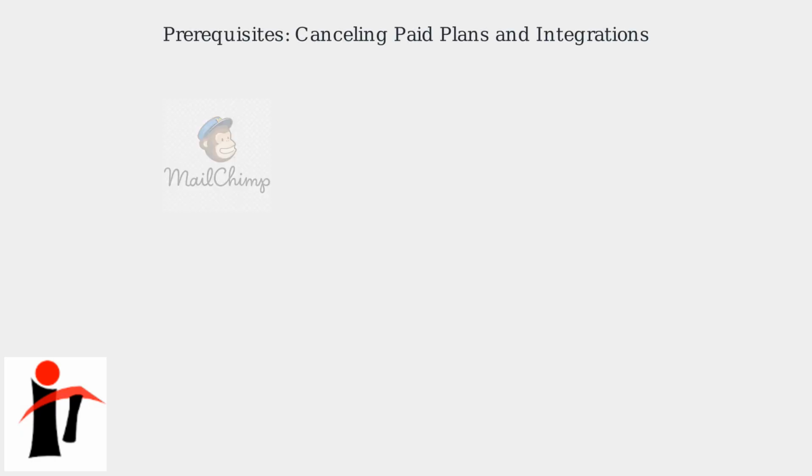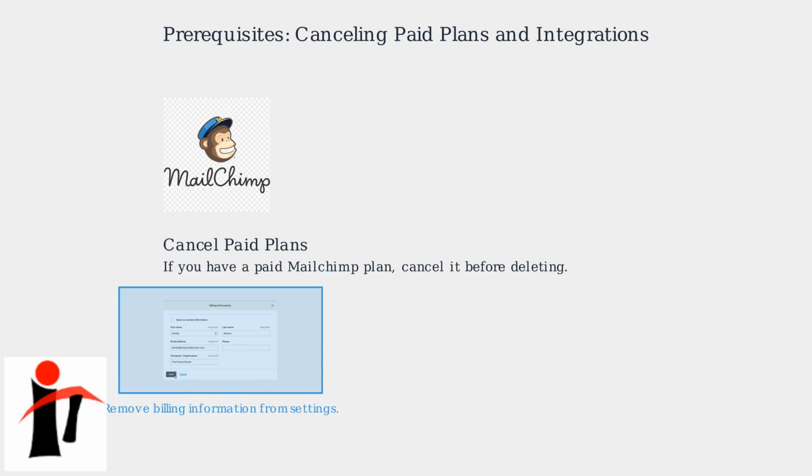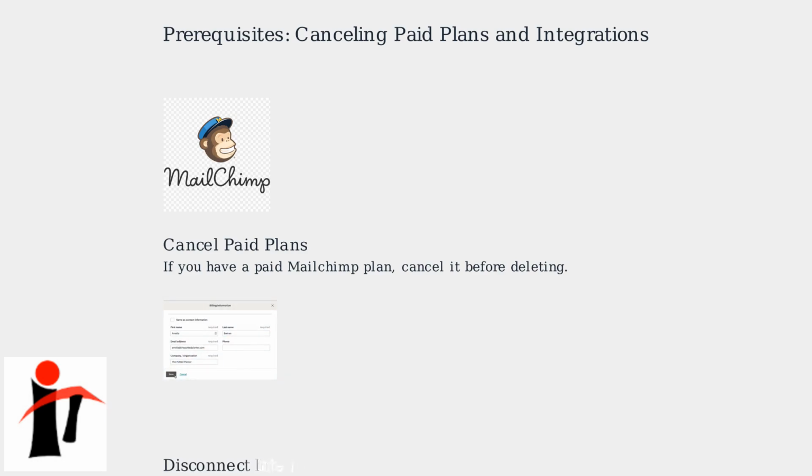Before deleting your Mailchimp account, complete these prerequisites. If you have a paid plan, cancel it first. Then, remove your billing information from the account settings. Here's the billing form, where you can remove your information. Also, disconnect any integrations with other services, such as QuickBooks. For free accounts, you can proceed with deletion right after exporting your data.